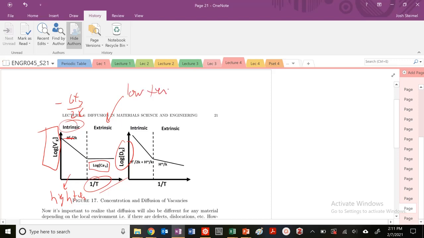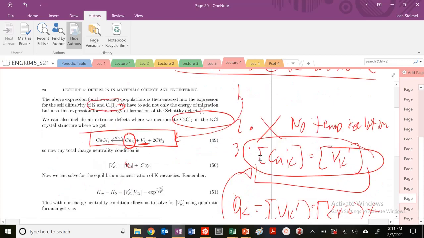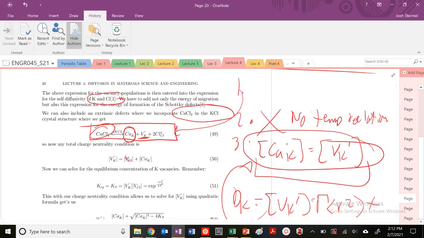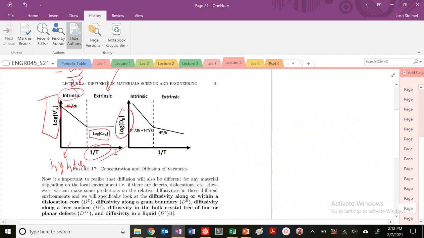Why does extrinsic dominate at low temperatures? Well, because we're supplying the energy. We don't need temperature to create our reactions. We're putting in these CaCl2 ions, and when we put this in, it directly creates this vacancy as well. So we're putting in the energy. So extrinsic is going to dominate at low temperatures, and it will be modulated solely by this concentration.